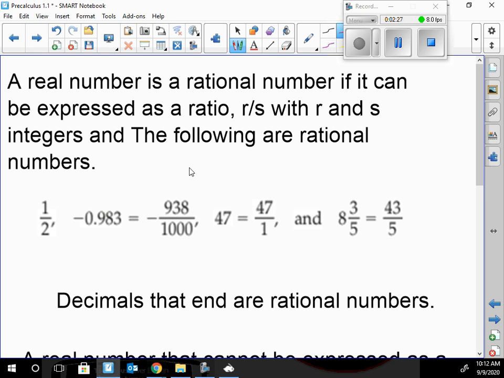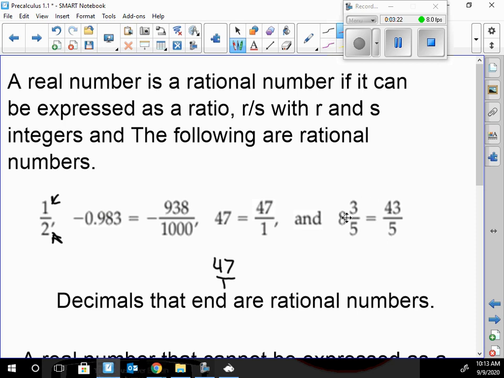A real number becomes a rational number if it can be expressed as a ratio, r over s, where r and s are both integers. And the following would then be rational numbers. So 1/2 is a rational number because it's the integer 1 over the integer 2. -9.83 would be a rational number because that is -983 over 100. 47 is a rational number, even though it's not something over something, because any whole number, or counting number even, is always over 1. Because 47 divided by 1 is just 47.